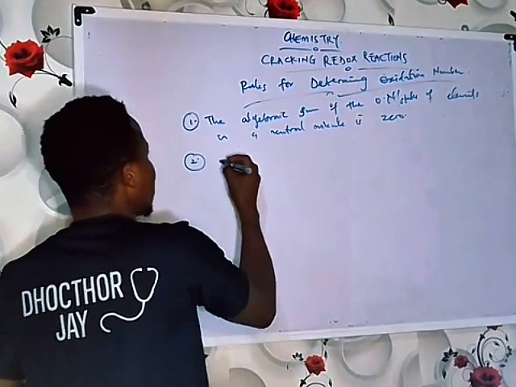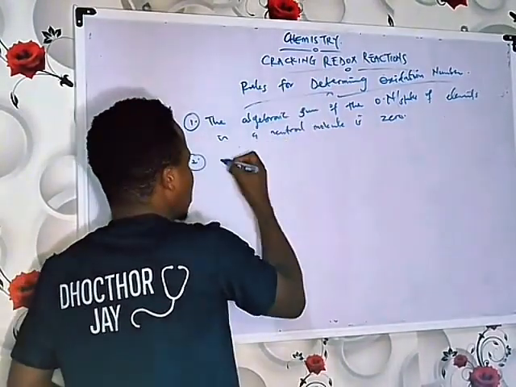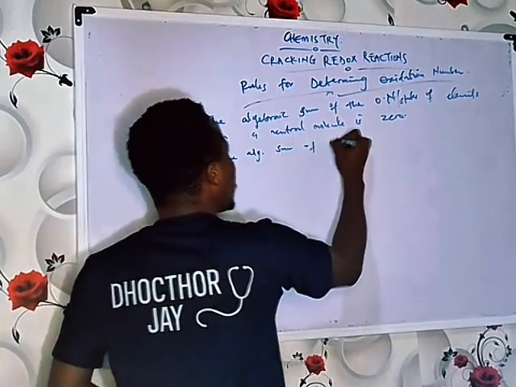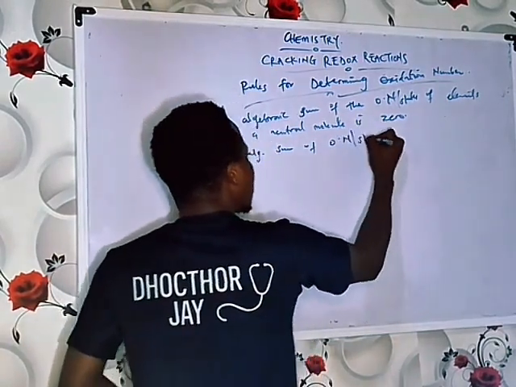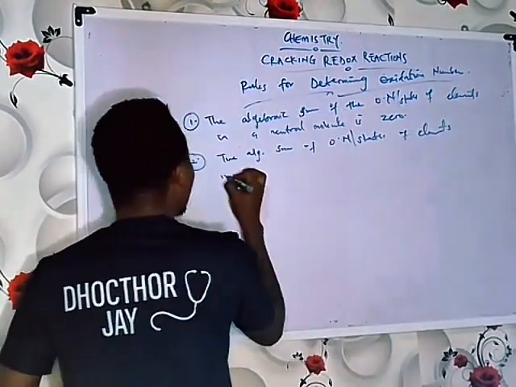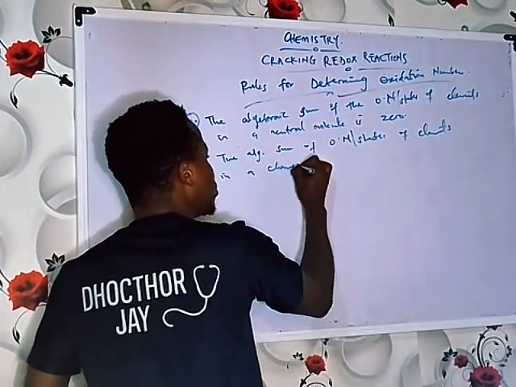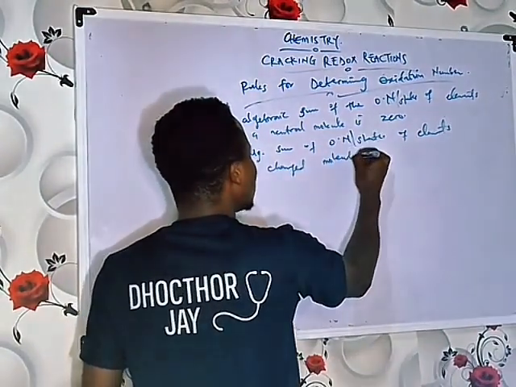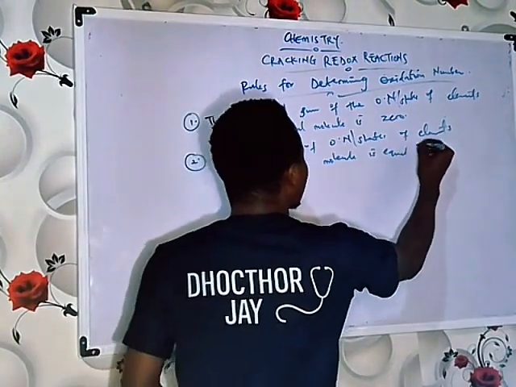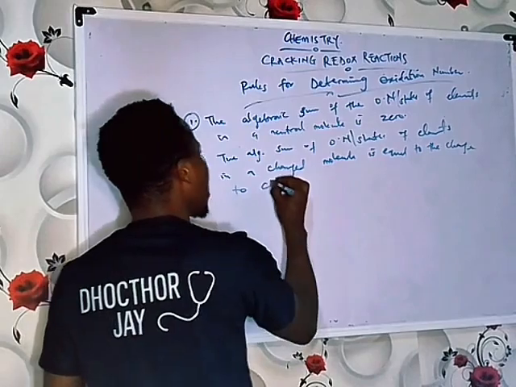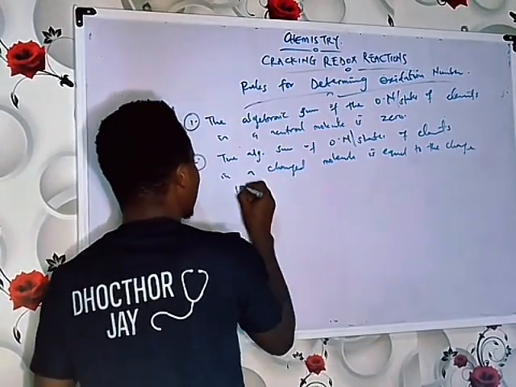The second rule says that, just similar to this, the algebraic sum of oxidation numbers or states of elements in a charged molecule is equal to the charge it carries. I started with the neutral one, now I'm going to a charged molecule. In a charged molecule, it is equal to the charge it carries.